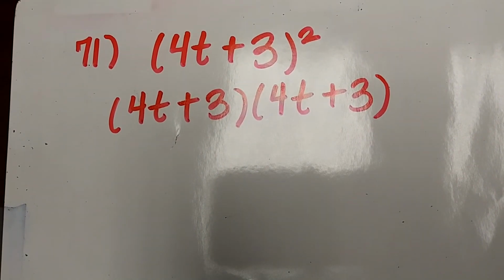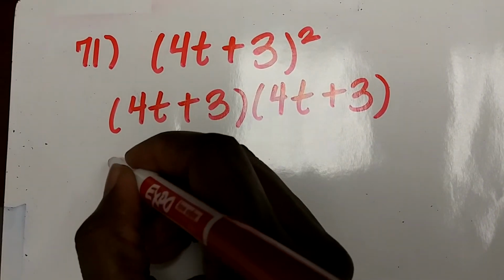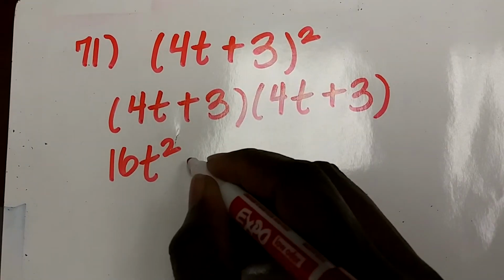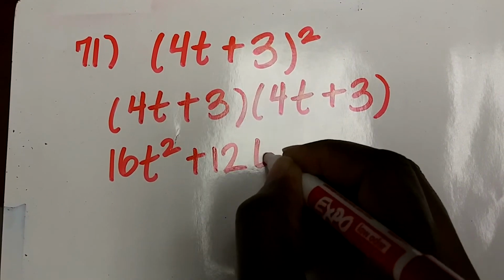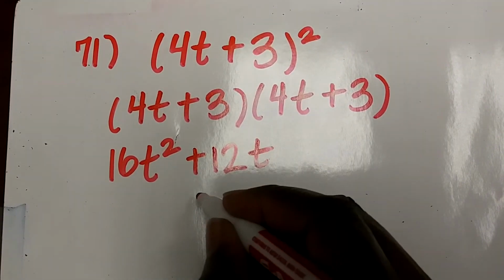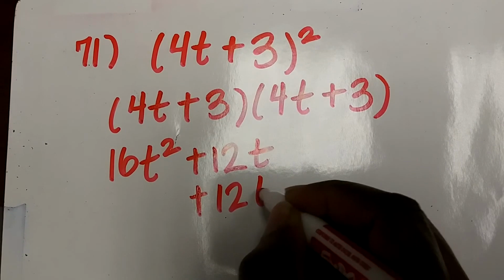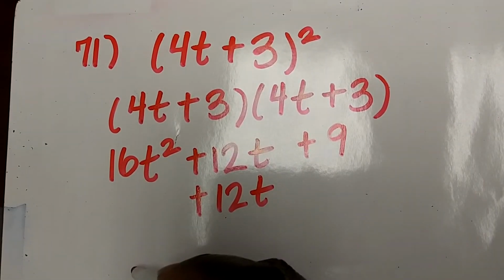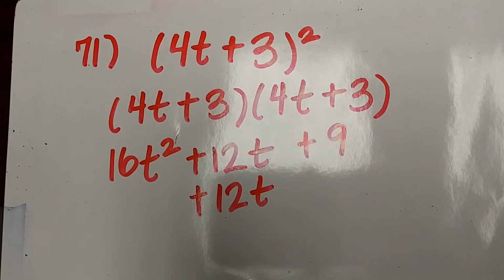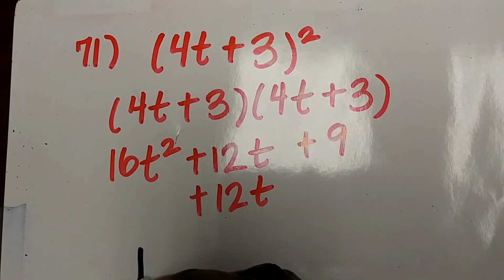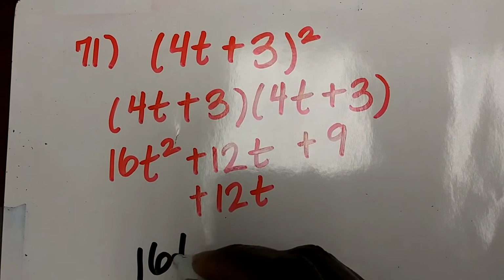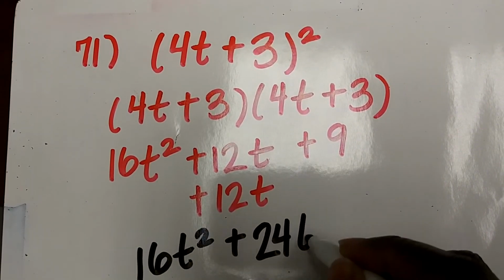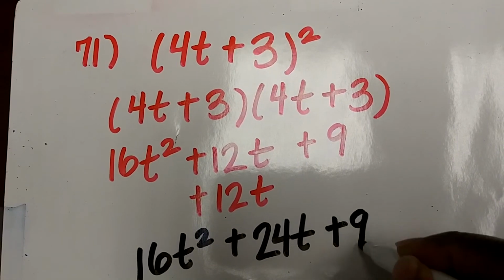I'm going to apply the FOIL method. So I have my first, which is 16t squared. I have my outside, which is plus 12t. My inside, 3 times 4t, is positive 12t. And my last, 3 times 3, is 9. Combine like terms. So my final answer is 16t squared plus 12 plus 12 is 24t plus 9.